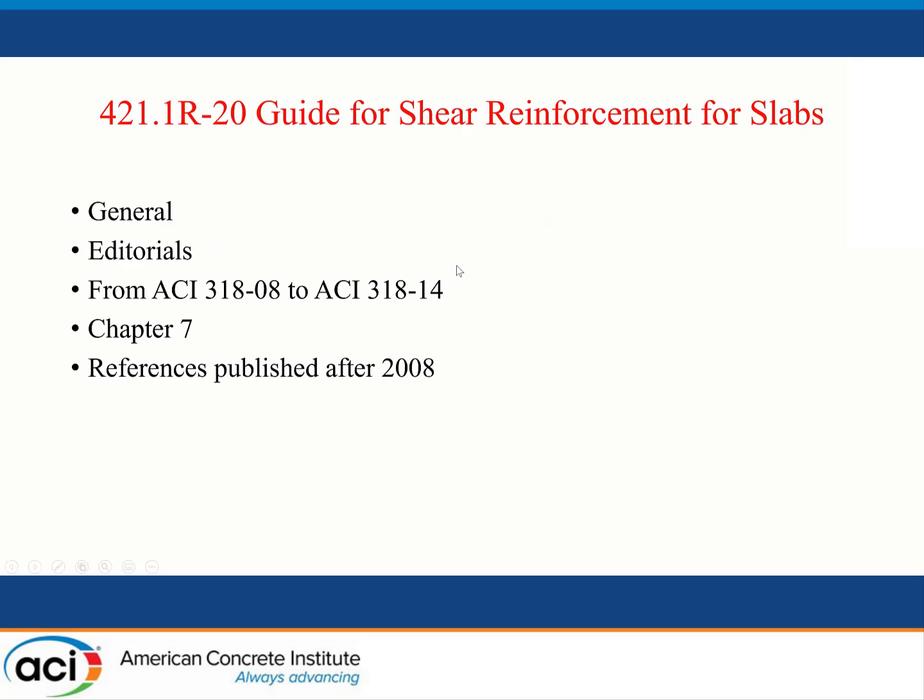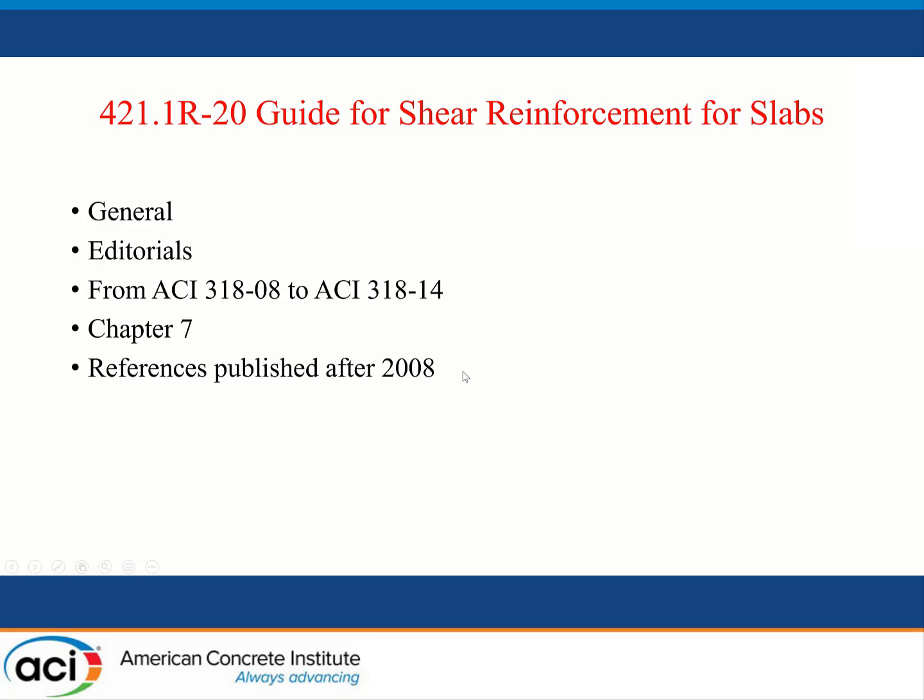So ACI 421.1R, which is a guide for the shear reinforcement for slabs. The latest edition has been published in January 2020. The one before that was in 2008. So there have been major updates to this one, mainly the code updates to 318-14. There have been general updates, there have been some editorial updates, and chapter 7 showed the major updates compared to the other chapters. And of course, all the references have been updated to the most recent references that reflect the state of the art in this field.